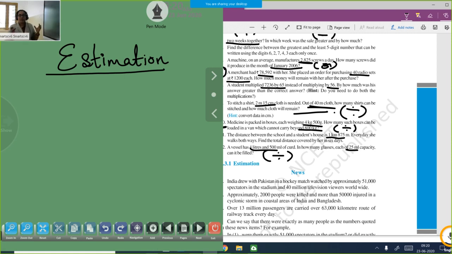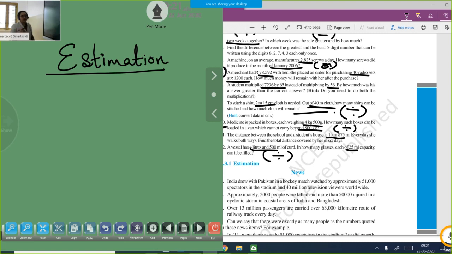Sometimes, how many people came for a fair or a function? We don't know how to say the correct number. At that time, we will use an estimation. We will say around 5,000 people came or around 10,000 people came. Like that we are saying. That is known as estimation. If the actual numbers are very big, we will use estimation. Okay? In daily life, for that purpose only we are using this estimation.